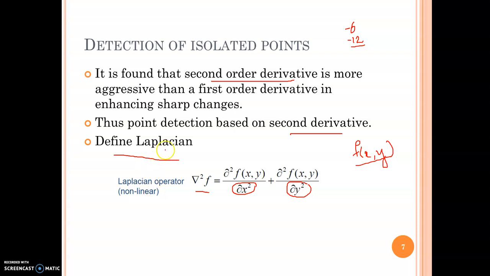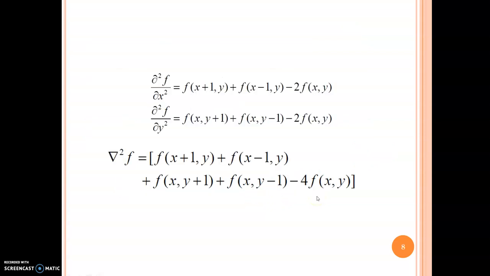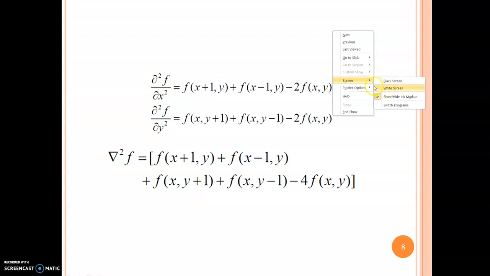So my Laplacian operator is defined as dou square f, that is the second derivative of my image with respect to x square, plus dou square f by dou y square. That is, I have to take the second derivative with respect to x as well as with respect to y. We already know the expression for the second derivative.